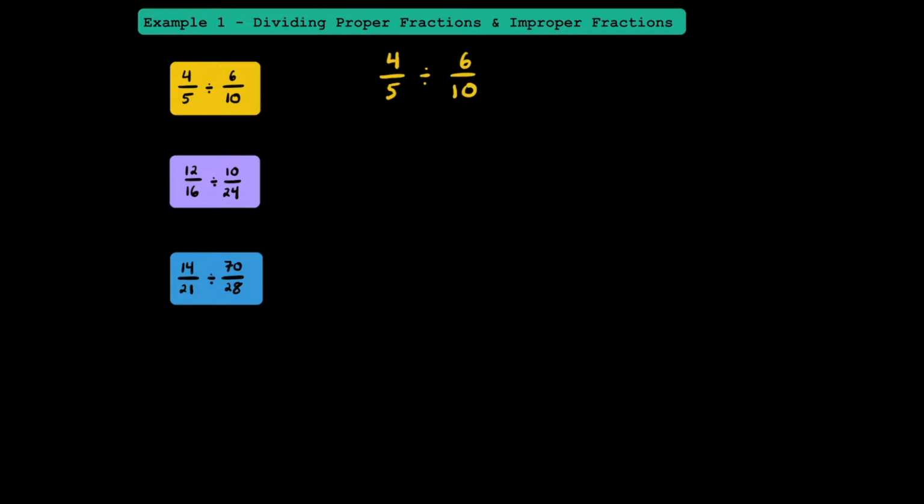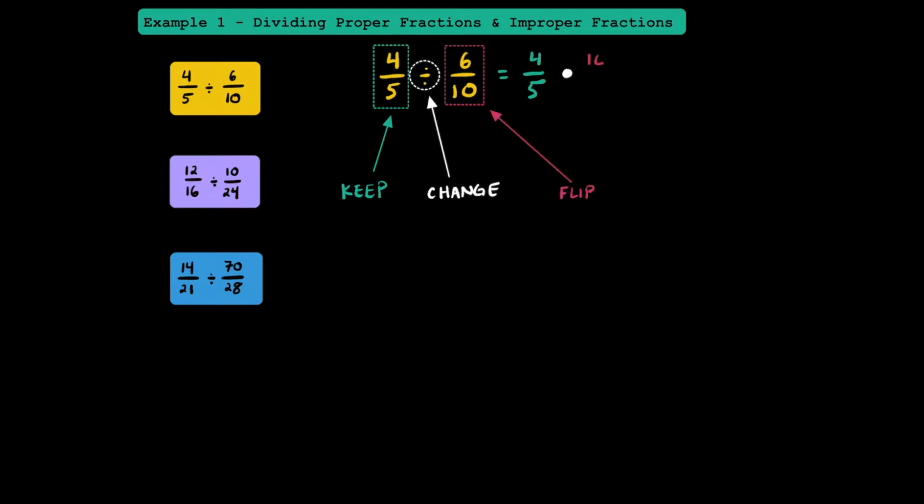In this first example, we have 4/5 divided by 6/10. Remember our algorithm or steps that we're going to follow to divide fractions. First, we're going to keep the 4/5, then we're going to change the division to multiplication, and last, we're going to flip or reciprocate 6/10 into 10/6.